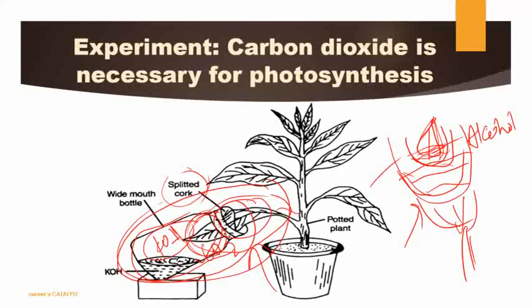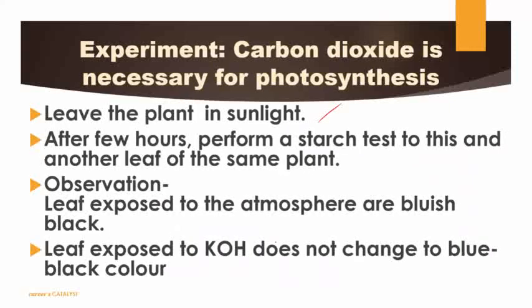So this proves that no photosynthesis will be completed by a leaf where carbon dioxide is not present, because carbon dioxide is needed as a raw material for the plant body for the completion of photosynthesis. So we can prove here, as you can see, leave the plant in sunlight. After a few hours you perform the starch test that we did here. What you will observe is that the part which is exposed to air will turn blue black, and the part of the leaf inside the container where KOH was present will not convert into blue black color.